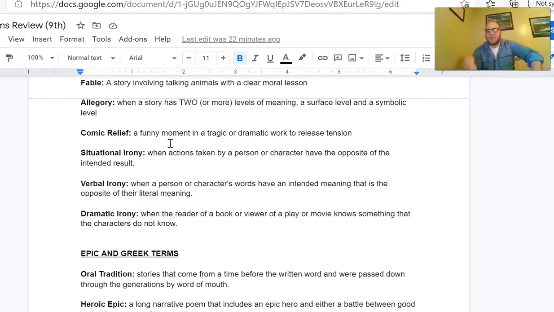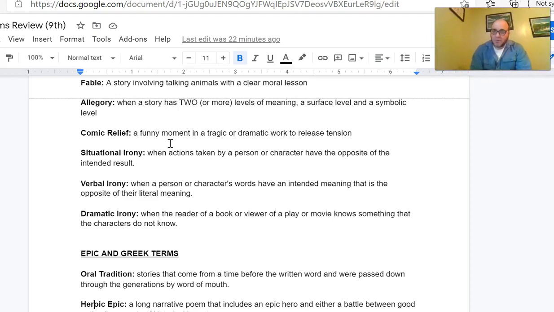So there's three types of irony. We did some classwork on it. I want to make sure that you understand those. First, we have situational irony, when actions taken by a person or character have the opposite of the intended result. We looked primarily at the suitors with this kind of irony.